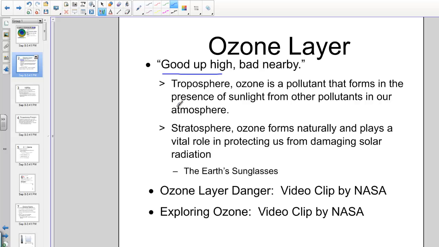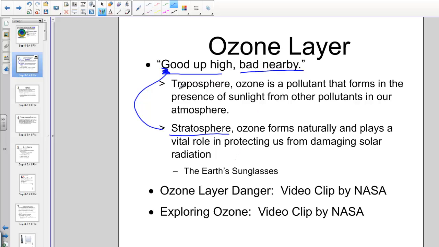We begin with a little saying called good up high but bad nearby. I know that good up high because the ozone in the upper atmosphere is screening us from any type of damaging solar radiation. So the stratosphere is the good up high part. So here we have a very important role for the ozone layer, forming a natural screen filtering us from the damaging solar radiation that the sun gives off in terms of UVA, UVB, and UVC radiation.